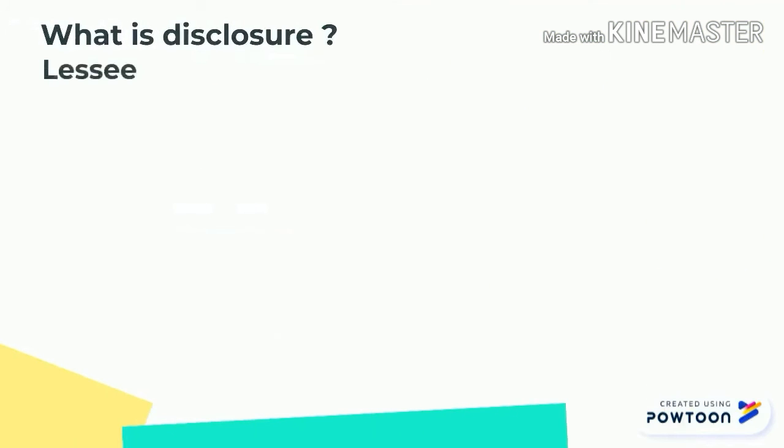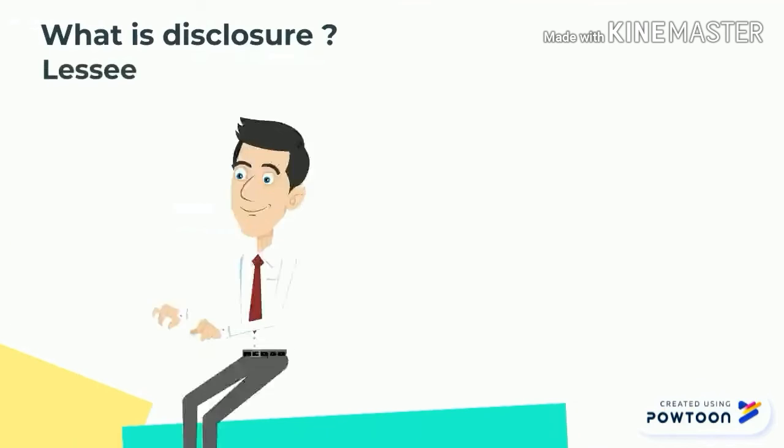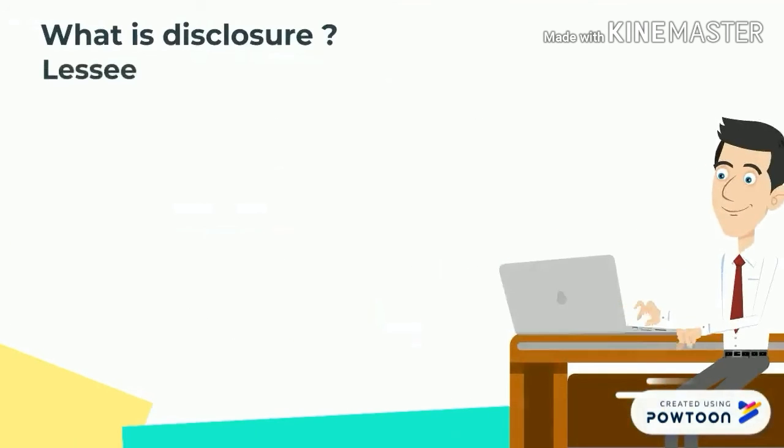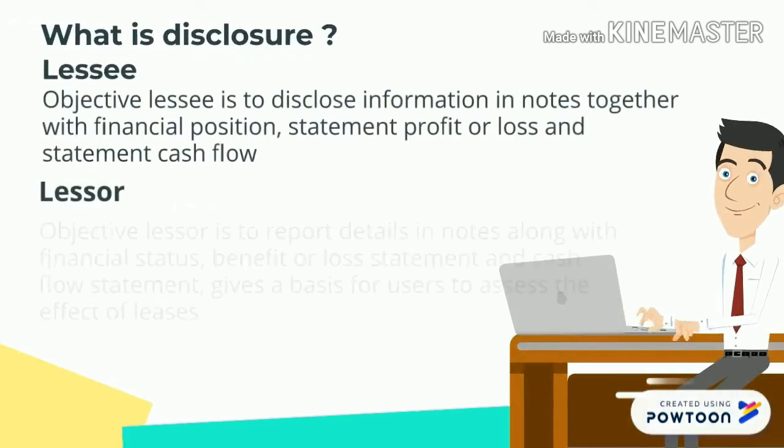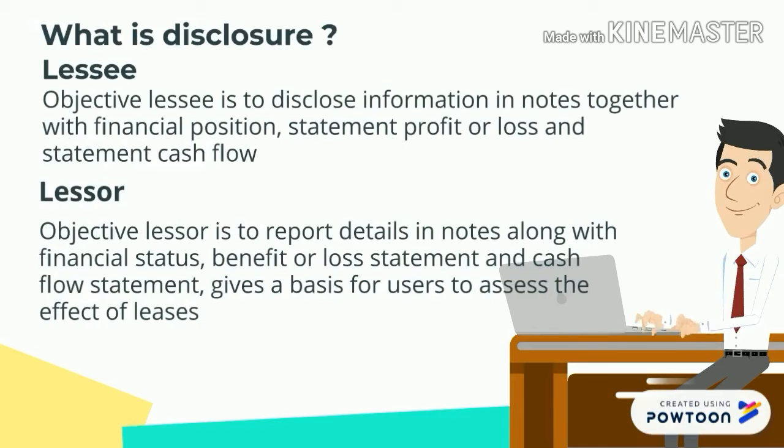For the lessee, the objective in the disclosure is to disclose information in the notes together with the statement of financial position, statement of profit or loss, and statement of cash flow. The objective for the lessor in the disclosure is to report details in the notes along with the financial position, profit or loss statement, and cash flow statement, giving a basis for users to assess the effect of leases.